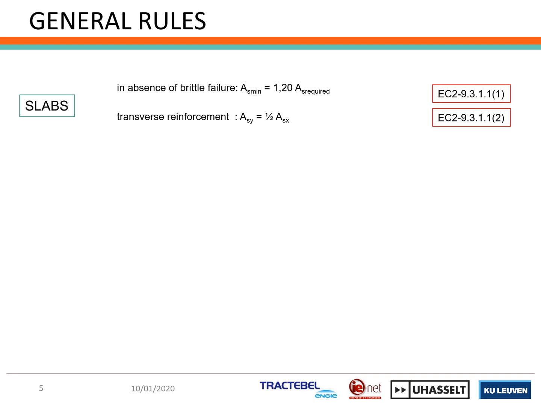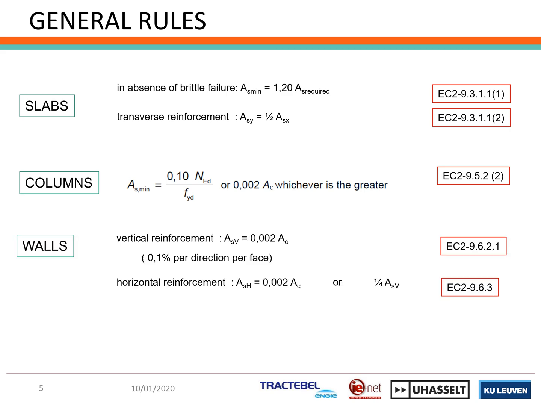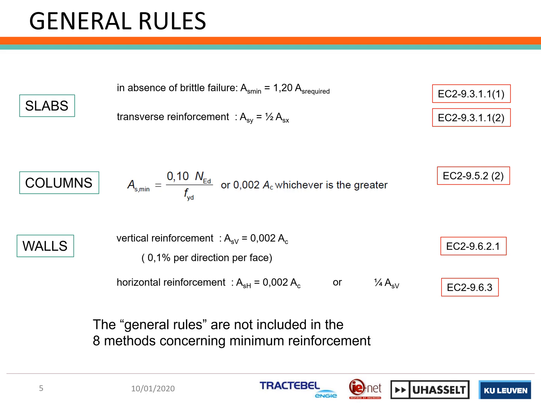Of course, there are some general rules for minimum reinforcement. Like for instance, for slabs, the transverse reinforcement should be at least 1/2 of the main reinforcement, or in absence of brittle failure, the minimum reinforcement must be bigger than 1.2 times the required reinforcement. There is also a formula for minimum reinforcement for columns, and for walls there is a minimum reinforcement requirement of 0.1% per direction per face. In the general rules stated in this presentation, those methods for slabs, columns and walls, those technological requirements of minimum reinforcement, are not included.